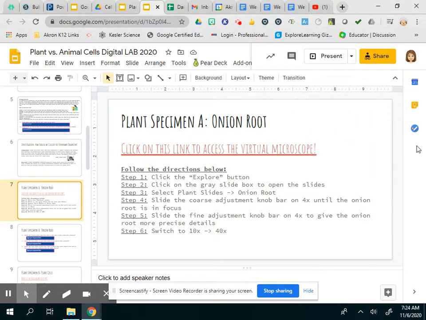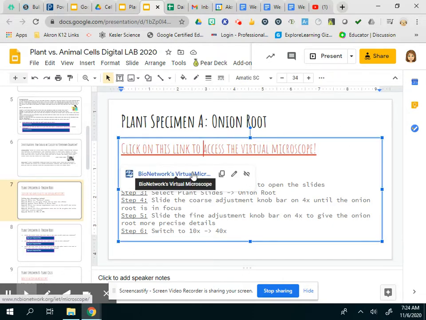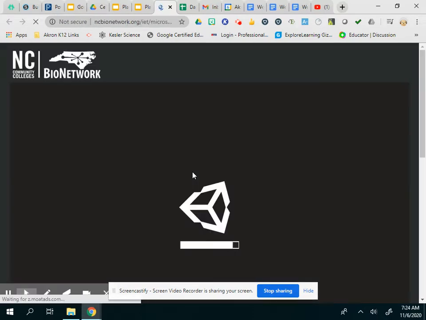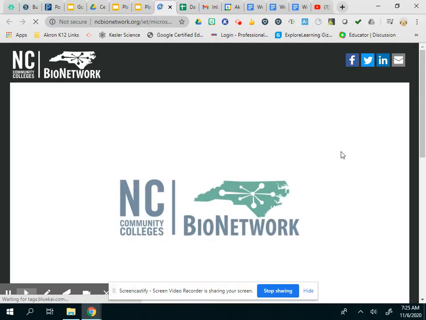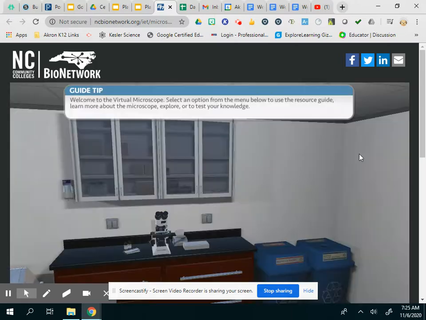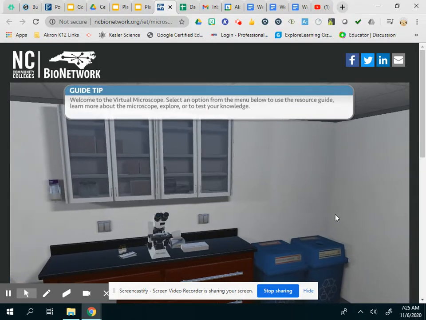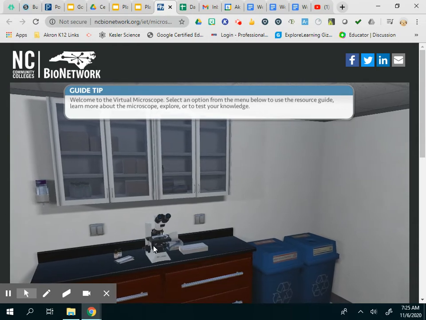All right, so this part you are going to be looking at an onion root. And we're using the same microscope website that we've used before. So you're going to open this link. And when we did the microscope lab, this is where we went and used the microscope. So you should be familiar with this.